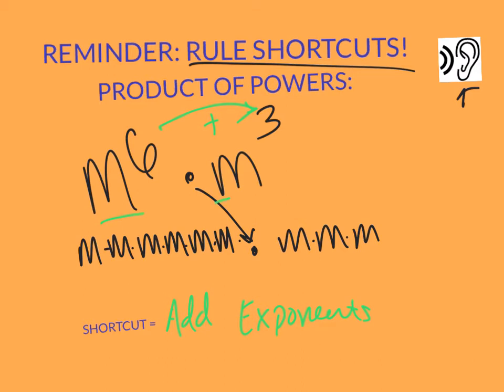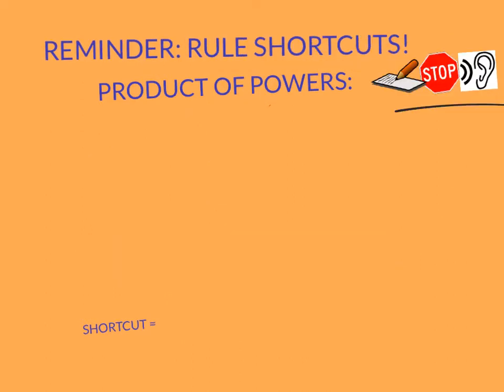So here I have m as my base, and 6 and 3 are my exponents. Again, my shortcut was to add my exponents, because now I just made a chain of 9 m's, or m to the 9th power, 9 m's all being multiplied together. So our shortcut here, product of powers, was adding our exponents. This is our first sample, and I have you jot it down.